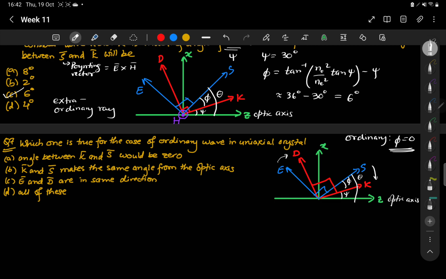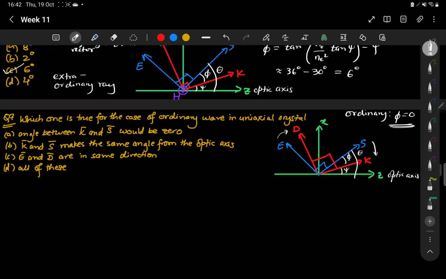That's true. K and S make the same angle from the optic axis. That is also true. And E and D are in the same direction. That is also true. So all these options are true. All of these.